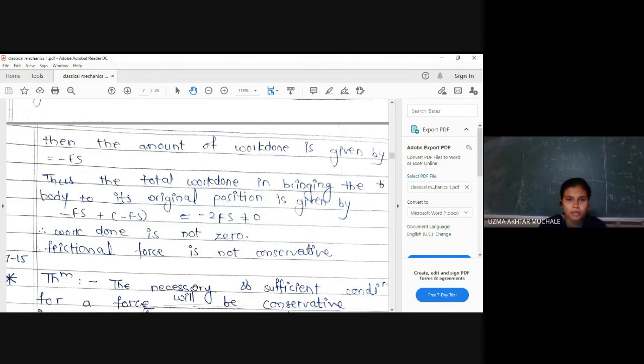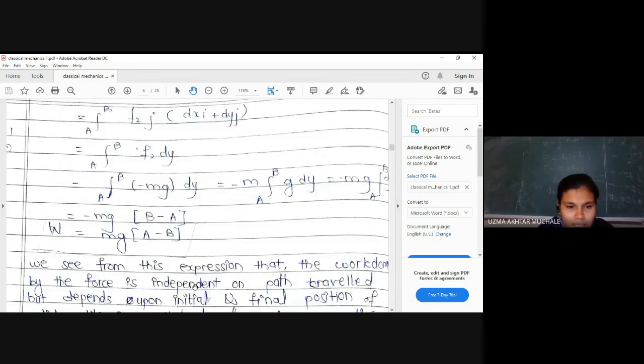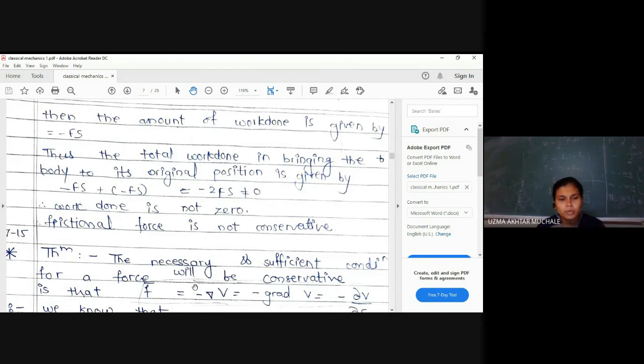Now आप जहाँ पे जा रहे हो तो that is not a conservative field of force. For a conservative field of force, it must be constant. So we can say frictional force is not conservative. So you can see here, we have a position A to B, mass into acceleration into A minus B. But here what we have is minus fs plus minus fs, that will be equal to minus 2 times fs. Okay, so we can say frictional force is not conservative.